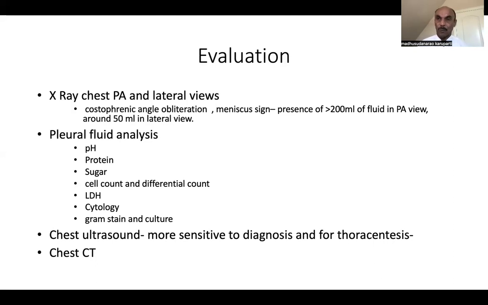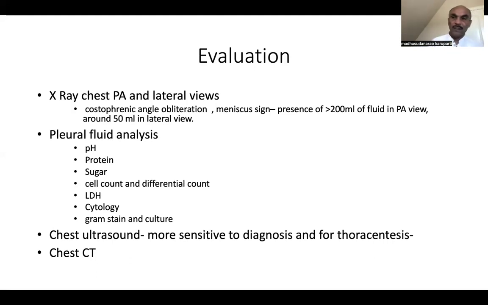When there is reduced pH, that is less than 7.2, and there is elevated protein and low sugar content in the fluid with the elevated neutrophil count, well, you have to rapidly go to the chest tube drainage, which will help the patient to clinically improve with the insertion of the chest tube.